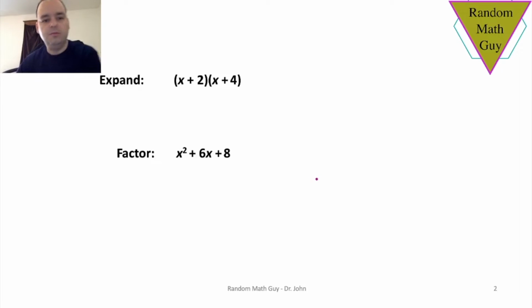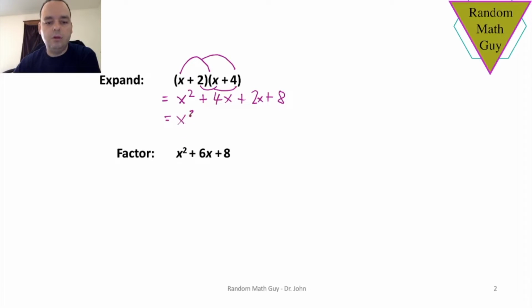Alright, so just to get back on track, this expression here is in factored form, and if you apply FOIL and you expand it, what do you get? Well, you get x squared plus 4x, and if you multiply the second pair, you get 2x and 8. And what you have here, when you expand it, is exactly the starting point for the factoring question. So if I asked you to factor this expression here, the answer would simply be x plus 2, x plus 4.